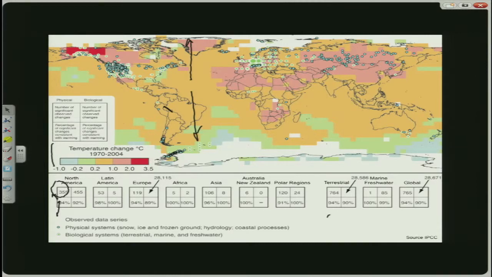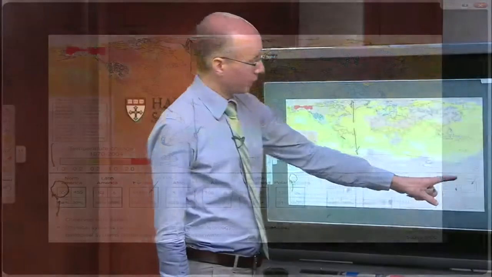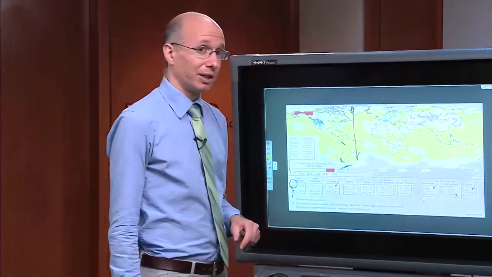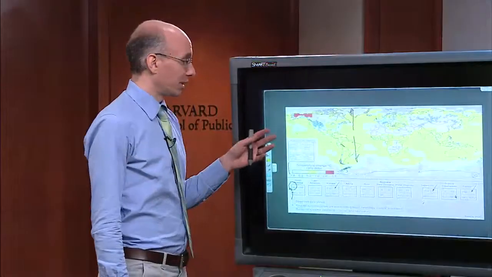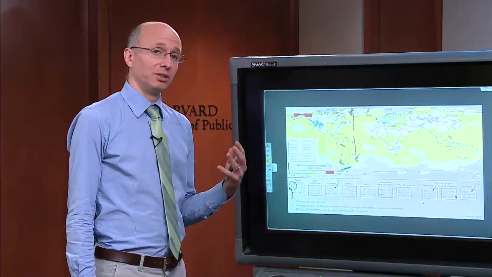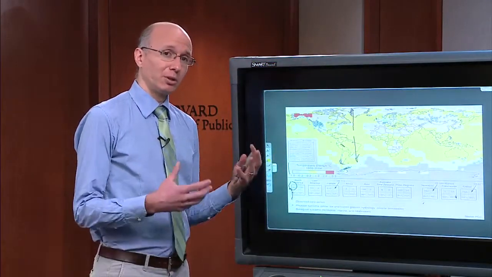And on a global basis, if you look at all the data that was compiled here, 94% of physical data points and 90% biological data points, which is to say, if you looked at all the glaciers and sea level rise and so forth, 94% of the 765 data points are consistent with warming, and of the 28,671 in the biological world, 90% are consistent with warming. So this is a summary statement about the evidence that shows that both the physical world and the living world are responding to warming.